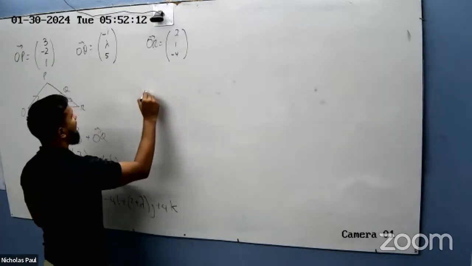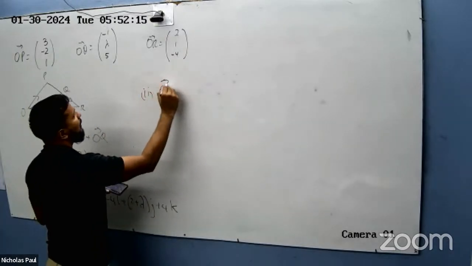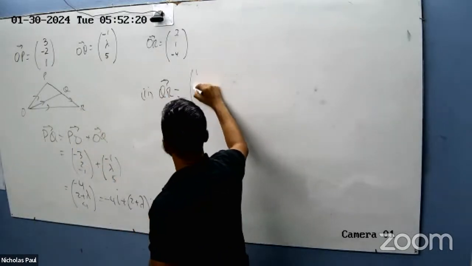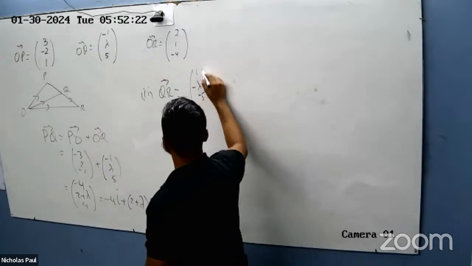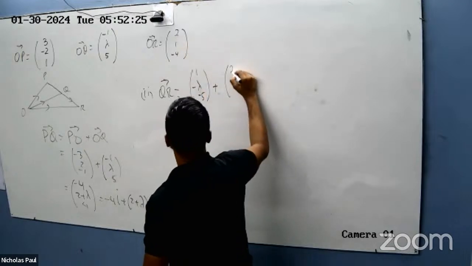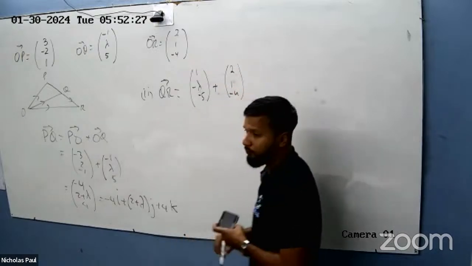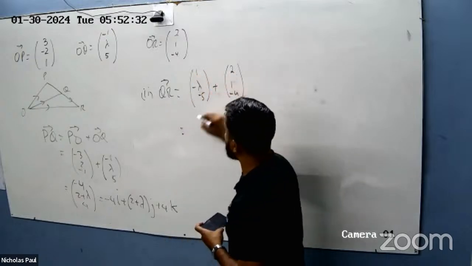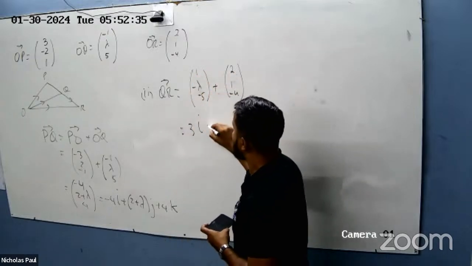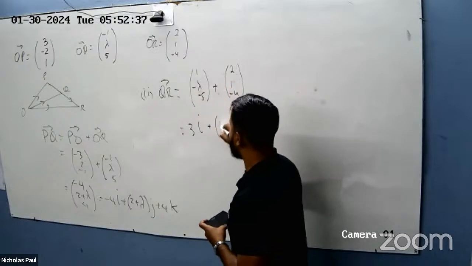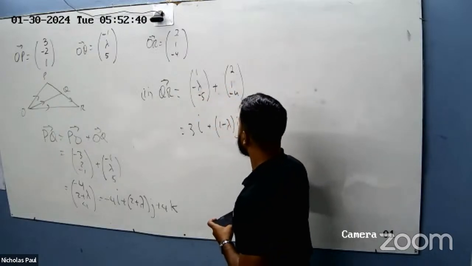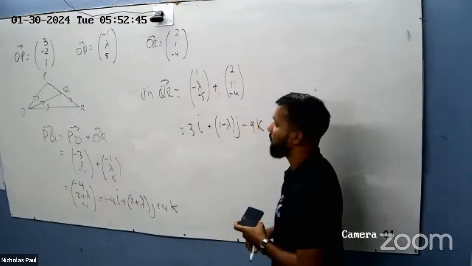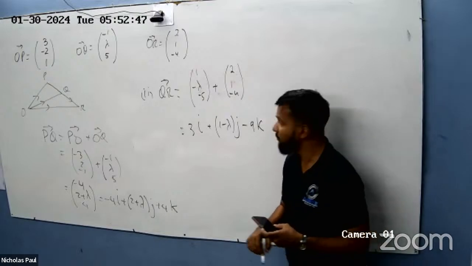What they want after is QR. Same principle: Q to O, O to R. That'll be 1, minus lambda, minus 5, plus R, which is 2, 1, minus 4. So we get 3i plus (1 minus lambda)j minus 9k. Y'all got that?